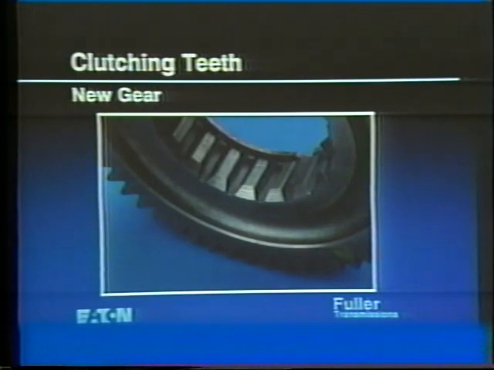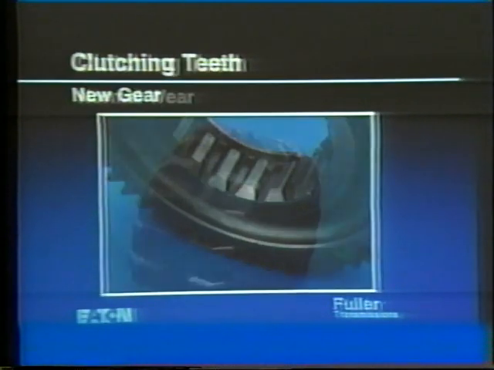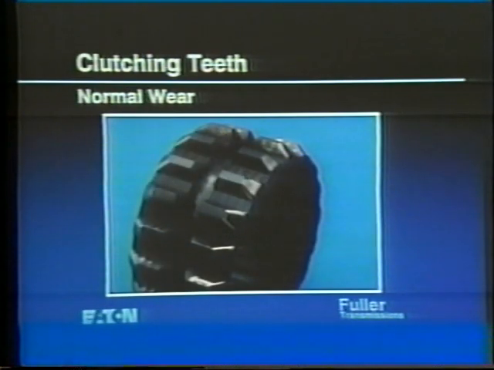Problems can also appear on the clutching teeth of mainshaft gears. A new mainshaft gear has clutching teeth with straight sides and square corners. Since mainshaft gears mate with sliding clutches, the following observations apply to the clutching teeth of both. During the operation of a transmission, it is normal for the corners of clutching teeth to become slightly rounded. This normal wear will not affect the performance of the parts.